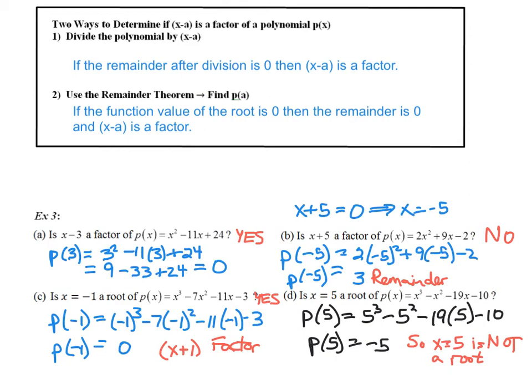So I found the function value p of 5. Make sure that even if you're doing this in your calculator, you do need to show the work of substituting the 5 into the function to show that you're using the remainder theorem to solve this problem. When I substituted 5 in and put that on my calculator, I got a -5 for my answer. Since that answer is not 0, that tells me that x equals 5 is not a root. And if x equals 5 is not a root, that means that x minus 5 is not a factor.